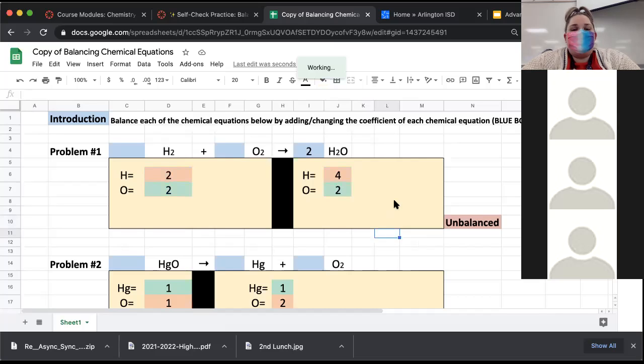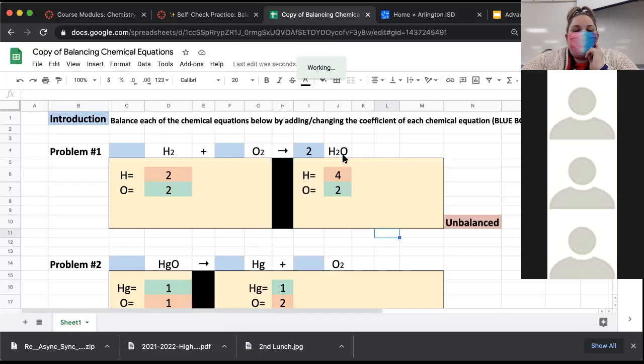Okay, so now we fixed the oxygen. Now see the oxygens are green, they're both 2. But now the hydrogen went red because now the hydrogen's not balanced. So this side has now got 4, because the coefficient we added multiplied by the subscript that the hydrogen already had.